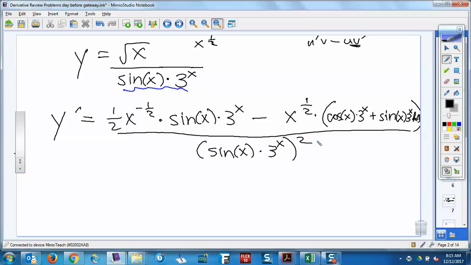I actually have 2 of them, right? Because this is like sine x 3 to the x, sine x 3 to the x. So I've actually got a couple there. So I could take a 3 to the x out of the top. You get rid of this one. I probably could just leave this the way it is without distributing.